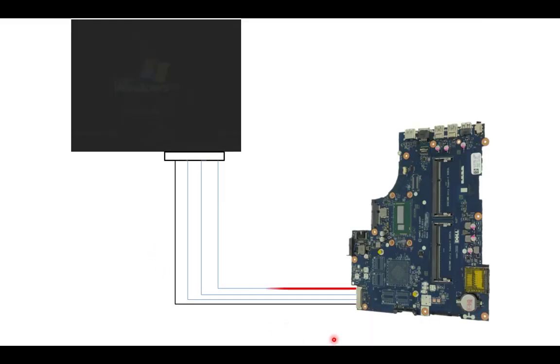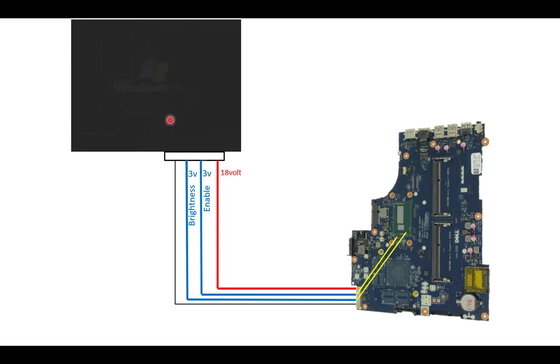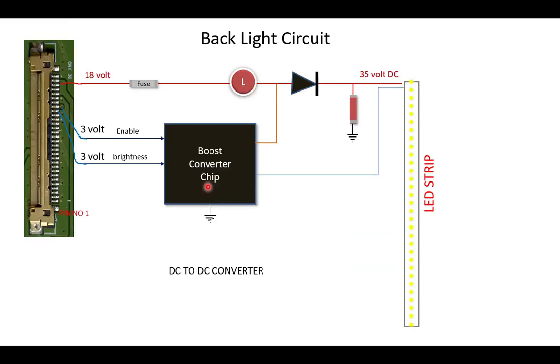Here is the backlight circuit. First is the 18 volt, then there is an enable signal, that is a 3 volt, and another signal of 3 volt, that is a brightness signal, and then the backlight will be turned on. So it's like that. If one of the signals is missing, then in your laptop you will get a dim display. I already told you that.